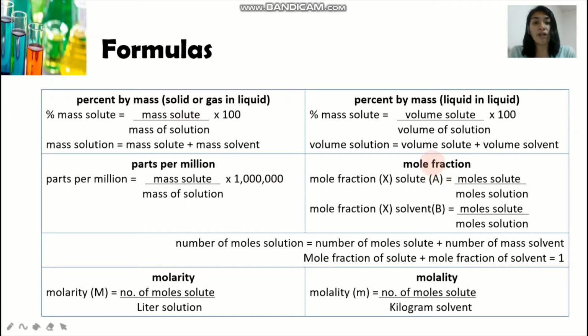So, for mole fraction, this would be a lengthy solving. So, mamaya, let's see the sample problem. Okay? So, molarity and molality are different. Baka sabihin nyo na nabulol lang si ma'am kaya may molality. Okay? So, molarity, we're getting the moles of solute per liter solution. Molality per kilogram solvent. Okay? So, let's have your sample problems.